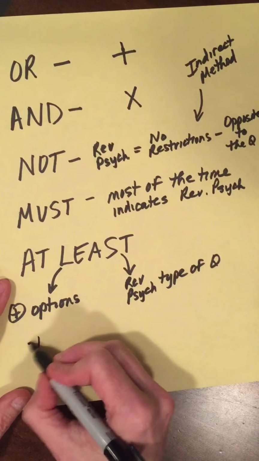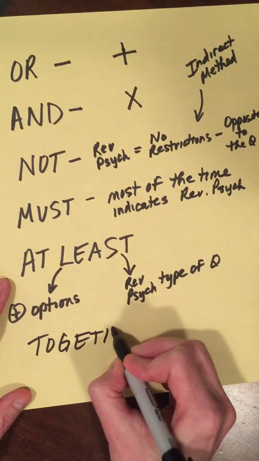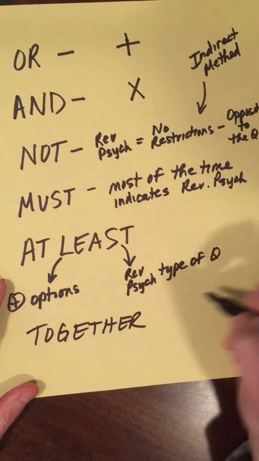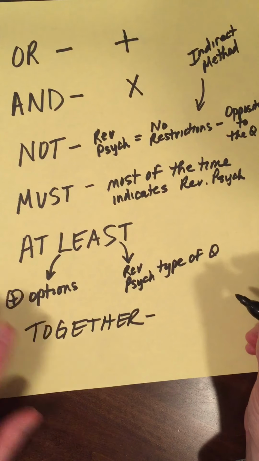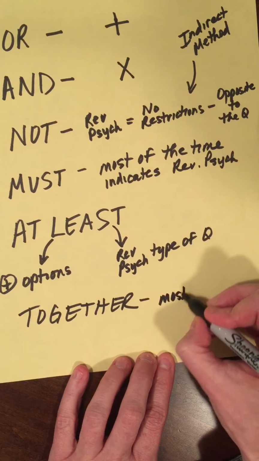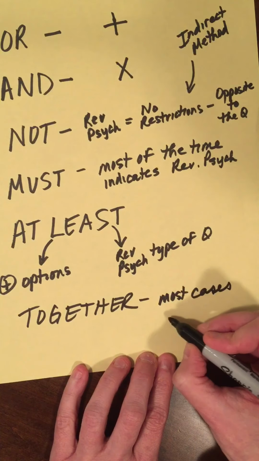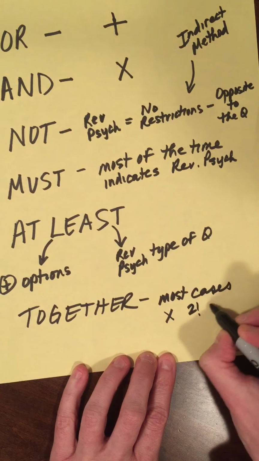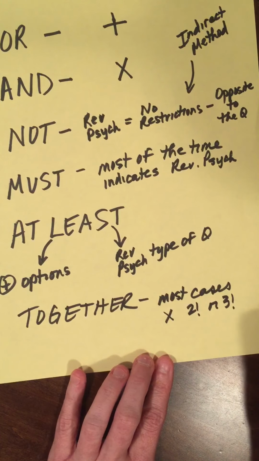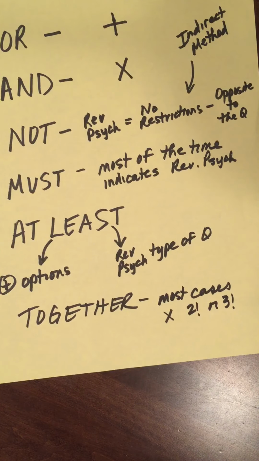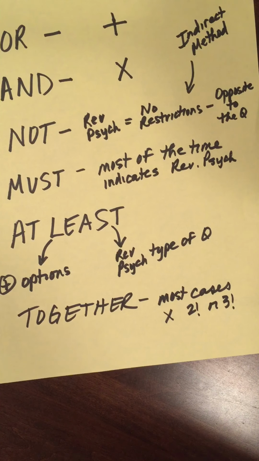The only other one I wanted to add to our little list is the word together. When you see the word together, in most cases, you have to multiply by 2 factorial or 3 factorial or whatever you're putting together. If I'm putting together 3 letters, then it's a 3 factorial. If I'm putting together 2 people, then it's a 2 factorial. There's a permutation within a permutation, and we've done some examples.